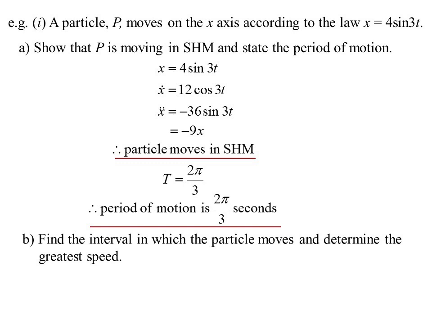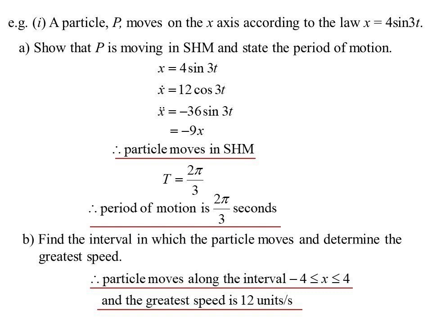Find the interval in which the particle moves. Now I'm not going to start with the acceleration one and do all that for this one because I know it's a trig curve. I use my knowledge of trig. So what's the interval? Well, displacement's 4 sine 3t, so that's going in between minus 4 and 4, just like the trig curve goes between minus 4 and 4. And what's the greatest speed? I can look at the velocity equation. The maximum of that cosine function, or the amplitude, is 12. So the greatest speed would be 12. Interestingly, I said units per second there rather than meters per second.